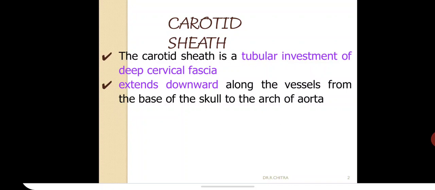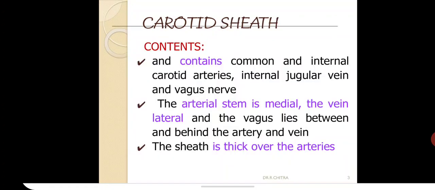Extent, you can put as heading extent: extends downwards along the vessels from the base of the skull to the arch of the aorta. So its extent is from the base of the skull to the thorax. Contents: common and internal carotid arteries. So you should note external carotid artery is not the content of carotid sheath. Internal jugular vein and vagus nerve. So these are the contents.